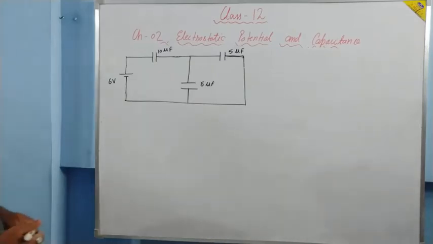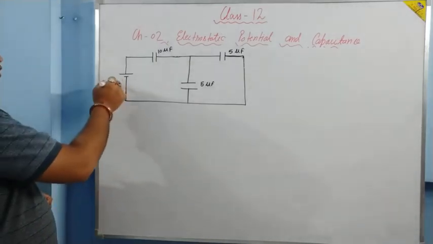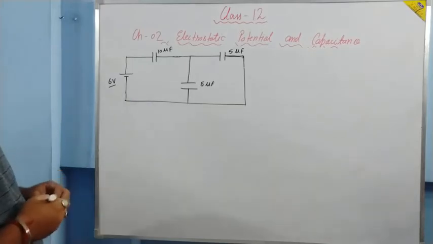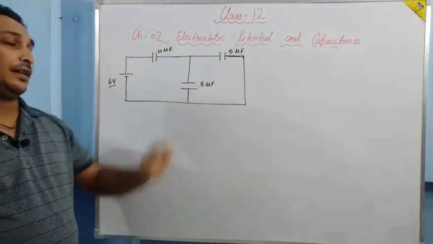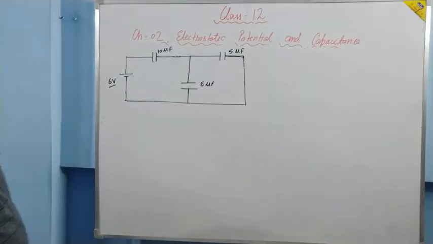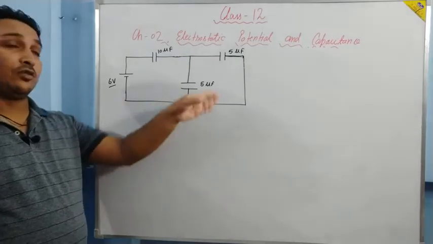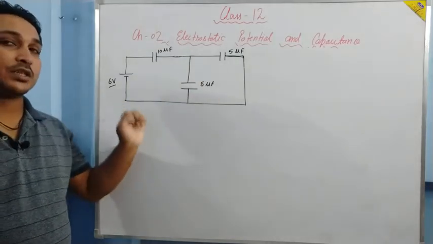Okay, this is a circuit given. Our cell is of 6 volts. 3 capacitors are connected. One is of 10 microfarad, another is of 5 microfarad, and this one is also of 5 microfarad. What do you have to find out? We have to find out equivalent capacitance, charge across each capacitor, voltage across each capacitor.